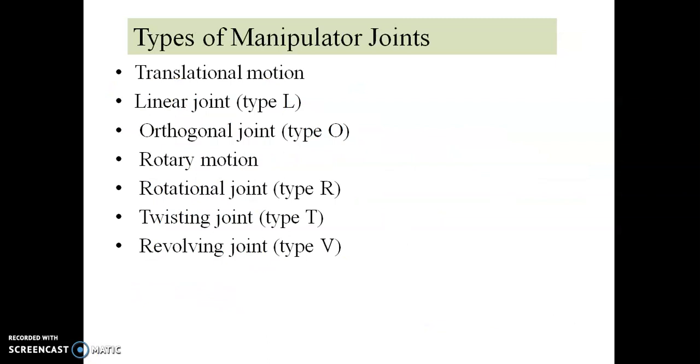There are different types of manipulators as we get the motion. For translational motion, we use 2 types of joints, the linear joint and the orthogonal joint. And for rotary motion, we have the rotational joint, twisting joint and revolving joint.